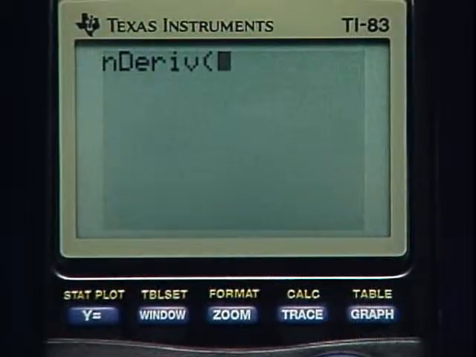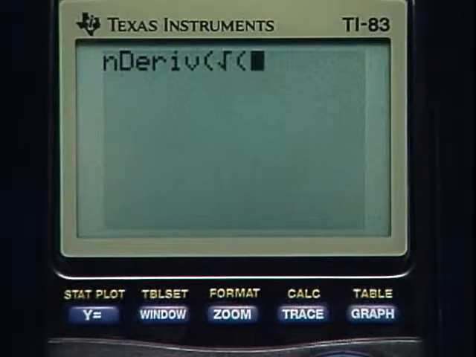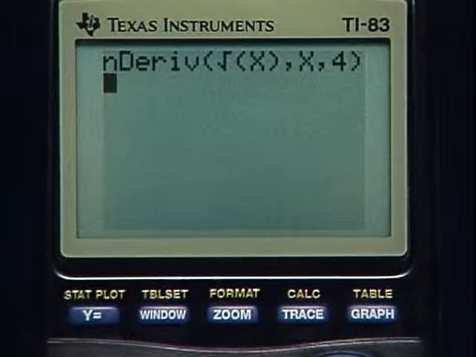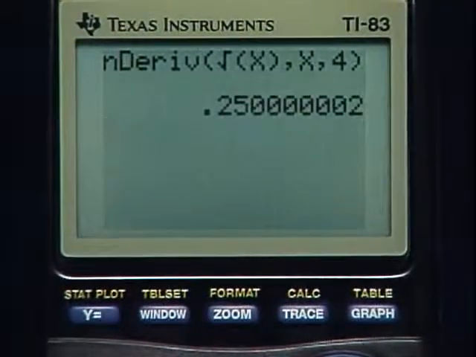Now I need to enter the expression for the function. So it's the square root of x here. So I'll enter second and then the square root of x, and I'll close that parenthesis, and then a comma. And the protocol calls for us to enter the variable that we're talking about here, and that variable is x in this expression, and then a comma and the value at which we want to find that derivative. So we have several things to enter, and then I close parenthesis, press enter, and here is the derivative at that particular point.